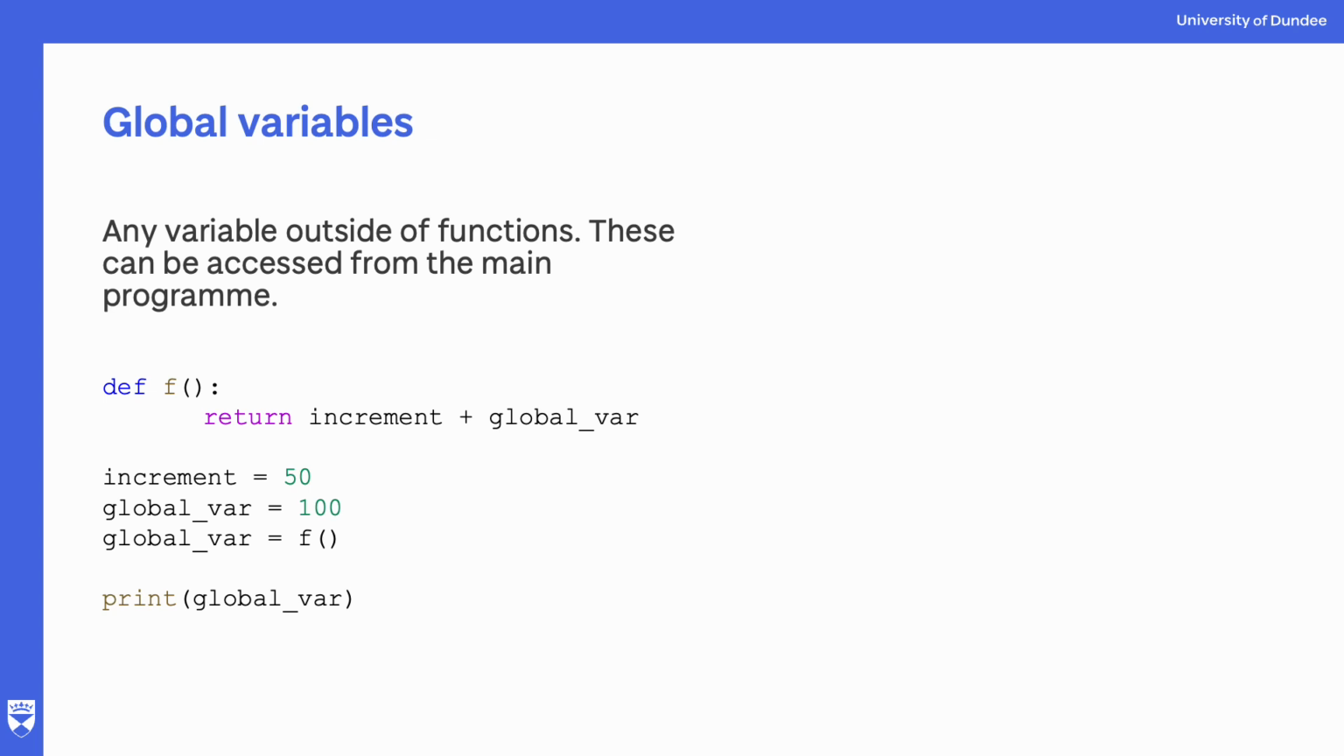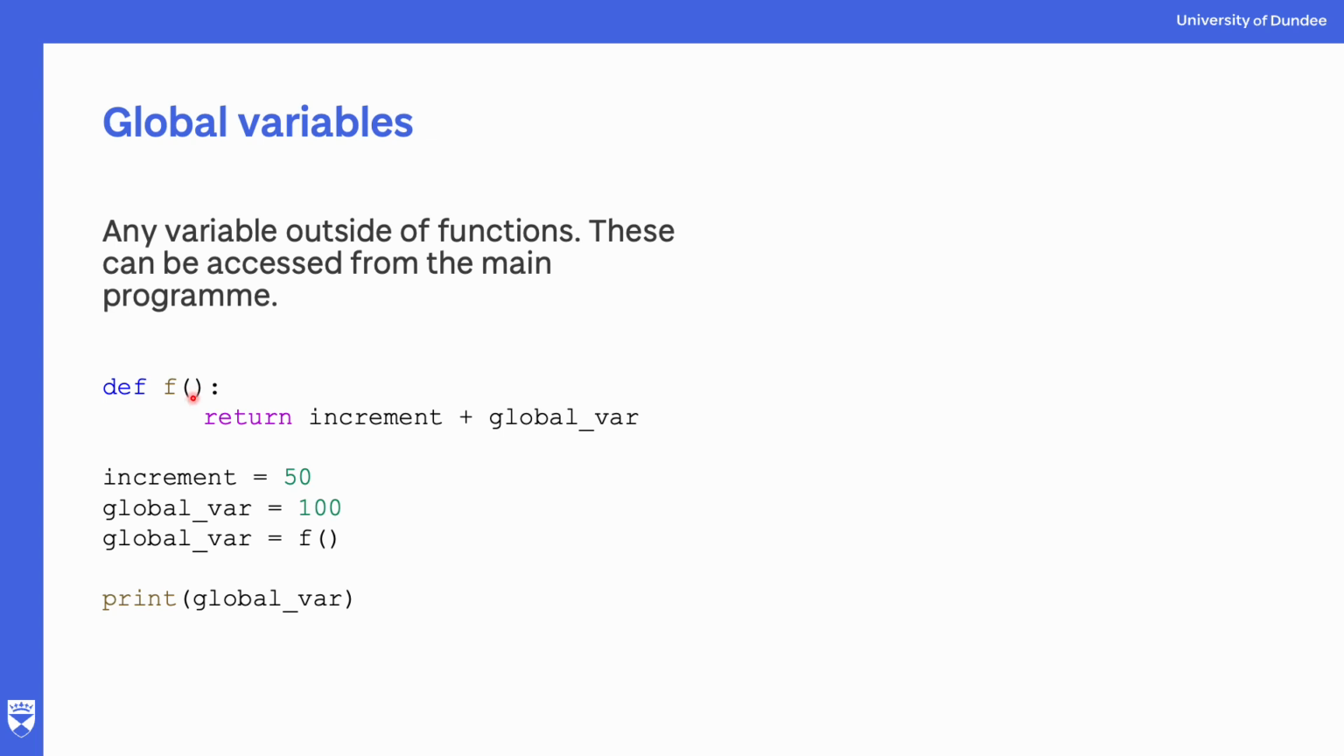So anything that's defined outside of a function, just like in the main code, is called a global variable. And a global variable is accessible from everywhere within your code. So in this case, I've got two global variables. I've got one called increment and one called global var. So both of these can be manipulated, changed, or accessed by any piece of code in the entire program, including within your functions. So I've got here a function called f, and there's no arguments.